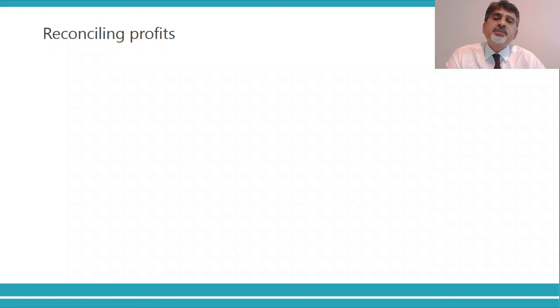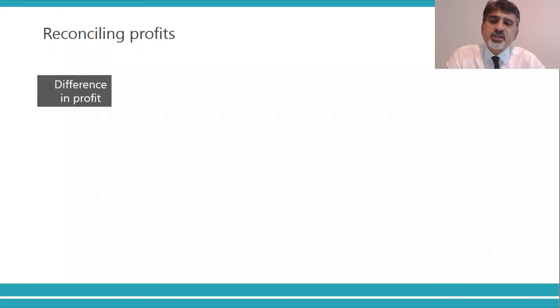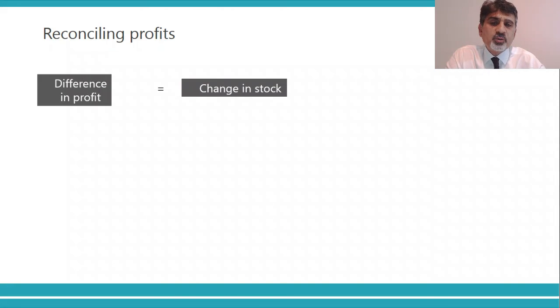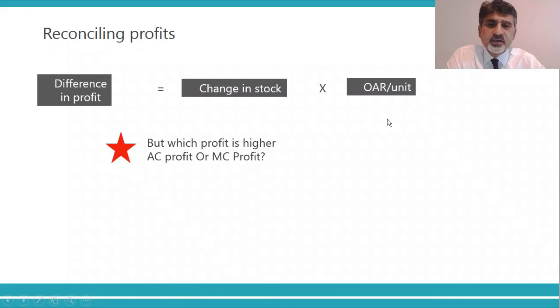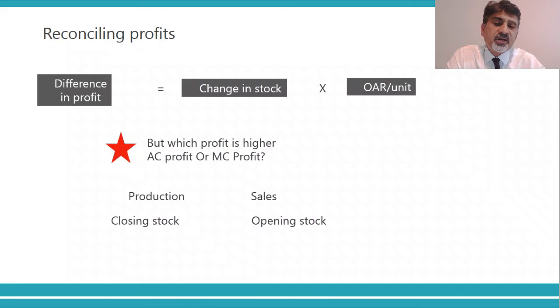So reconciling the profits between absorption and marginal costing, the difference in profit is equal to the change in stock, which means change in inventory, multiplied by the overhead absorption rate. In our case it was 300 units multiplied by $5. But which profit is higher, absorption costing profit or marginal costing profit? Here you should remember the rule: you've got production and sales, closing inventory and opening inventory, and absorption costing profit and marginal costing profit.